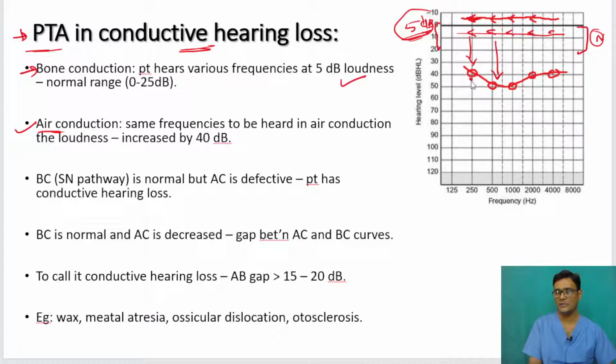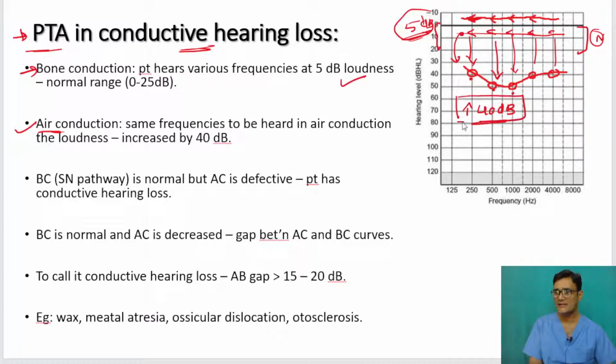For 250 hertz, we have to raise it by 40 decibels. 50 decibels for 500 hertz. 50 decibels for 1000 hertz. Like that, for the others also, there is a hearing impairment. That means for the same frequencies to be heard through the air conduction route, we have to raise the intensity by approximately, on an average, 40 decibels.